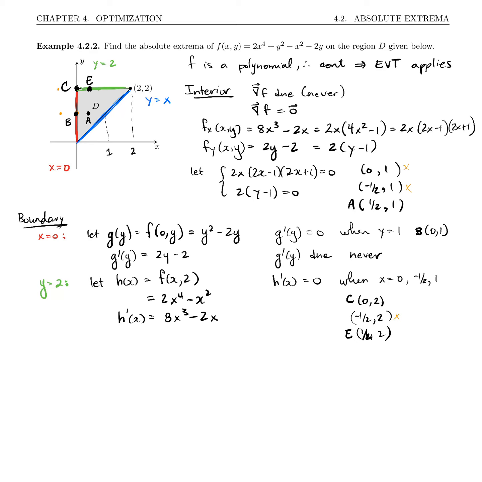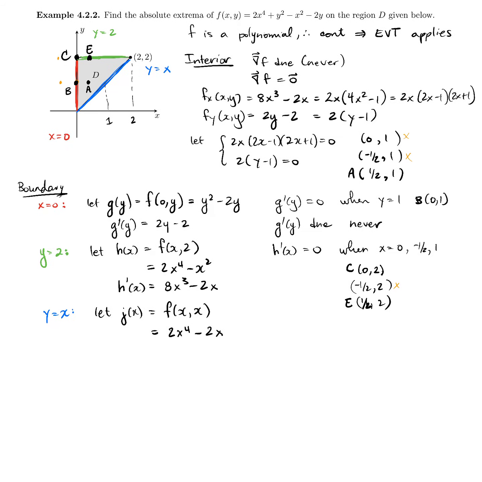Last boundary curve to look at is when y is equal to x. So we're going to create yet another function. Let's call this j of x, and it's going to be f of x, x. If y is equal to x, these two terms are going to cancel out, and so I'll have 2x to the 4th minus 2y, but y is x. So 2x to the 4th minus 2x. We want critical points of j as well.